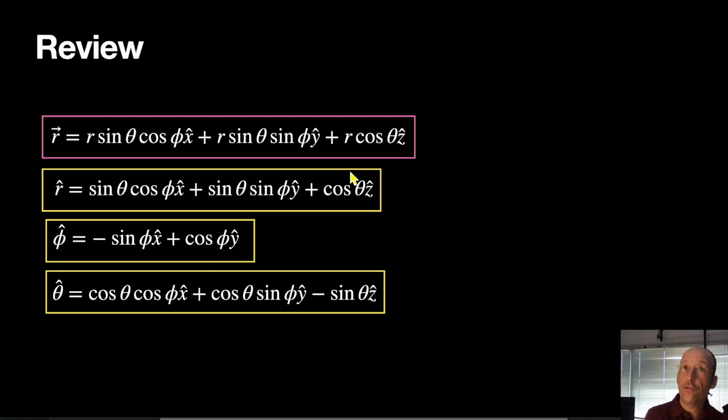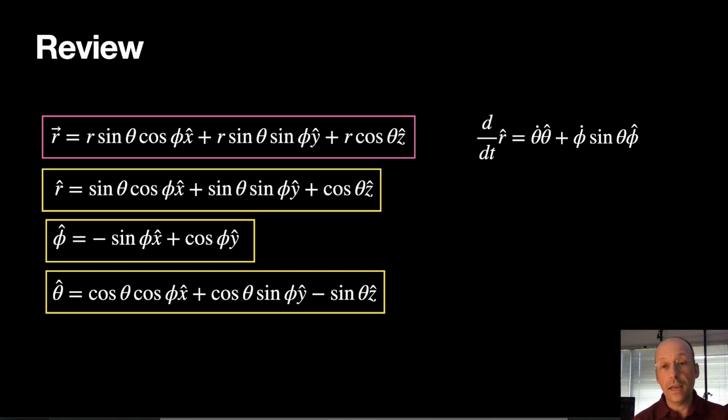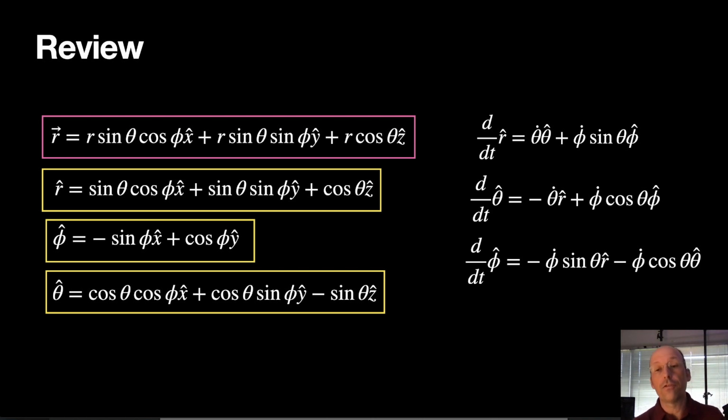Okay, so this is my review from before. Remember r hat, phi hat, theta hat in terms of Cartesian coordinates. And now I also have the derivatives of the unit vectors. I have the derivative of r hat, theta dot theta hat plus phi dot sine theta phi hat. I have the derivative of theta hat, negative theta dot r hat plus, I'm getting really tired of saying all these dots, I just want you to know, plus phi dot cosine theta phi hat. I imagine that you're going to have to watch this in slow speed or something like that because there's so much stuff going on, but I don't know what else to tell you. And then the derivative of phi hat with respect to time is negative phi dot sine theta r hat minus phi dot cosine theta theta hat.